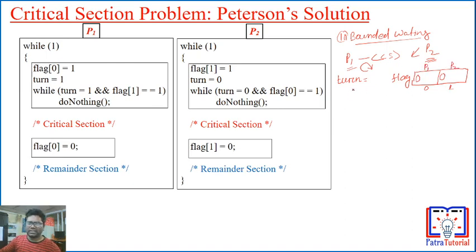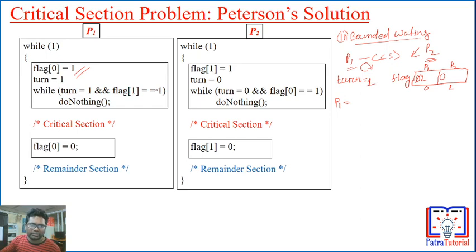Now what I have to check is that while P1 is executing, P2 will request, and after completing P1, whether P1 is again able to enter into the critical section or not, while keeping P2 in waiting state. So P1 started here, and it will change the value of flag of 0 to 1. Now turn equal to 1, so turn becomes 1.